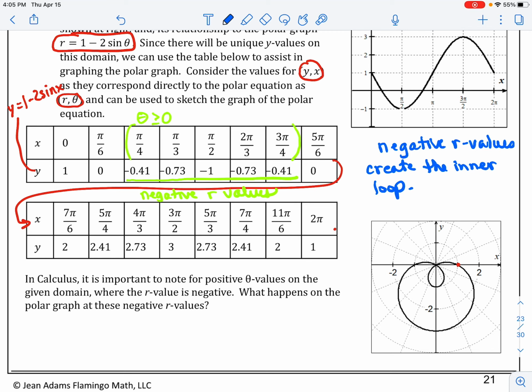Okay, because they're going to be where you would go, how shall I say that? You're going pi over 4, but then you're going backwards the negative 0.41. So where you normally would go to here and then go this way up 0.41, you're now going to go this way 0.41, okay, because you go backwards.